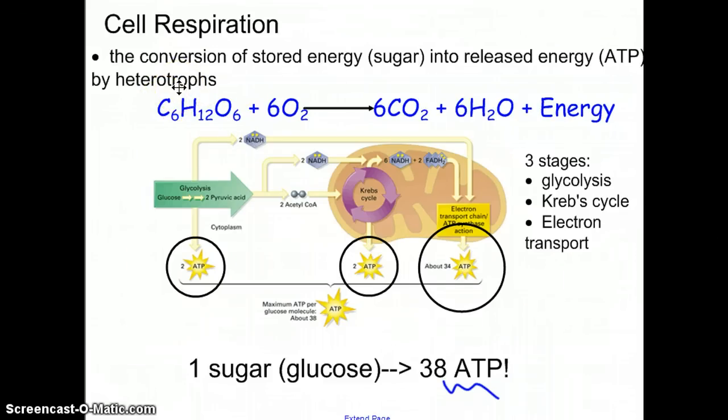All you need to understand from this slide is that there are 3 stages to cell respiration: glycolysis, Krebs cycle, and electron transport. In each of these stages, a certain amount of cell fuel is made. We represent cell fuel by ATP. You can see in this picture that from the 3 stages altogether, 38 units of cell fuel, or ATP, is made from one sugar molecule. So one sugar or glucose molecule makes 38 units of cell fuel. It's pretty efficient to take 1 unit of glucose and turn it into a lot of cell fuel.